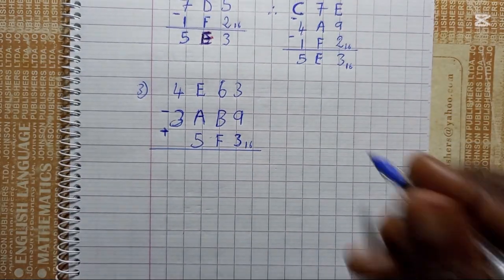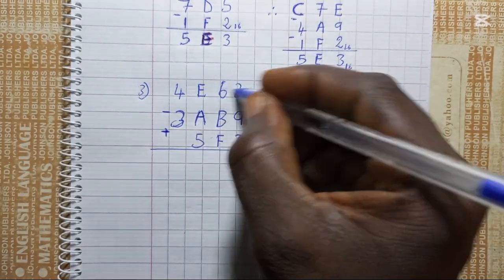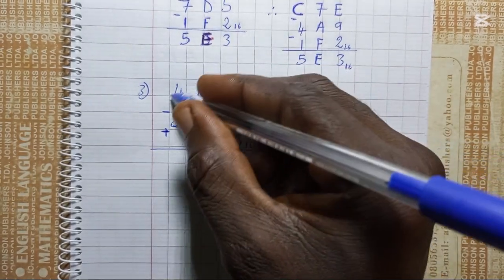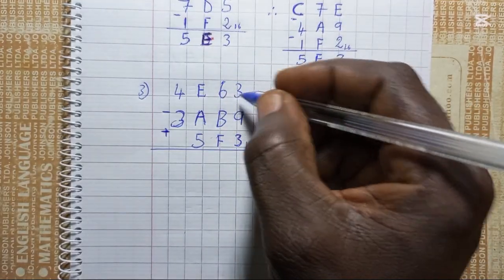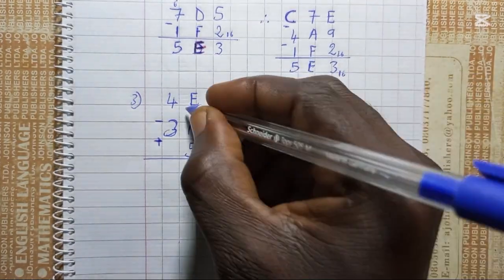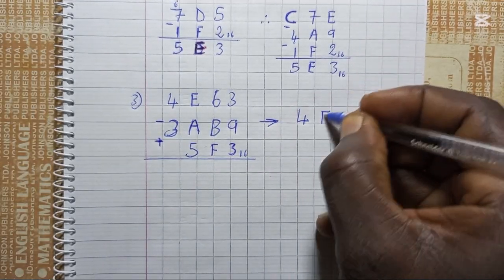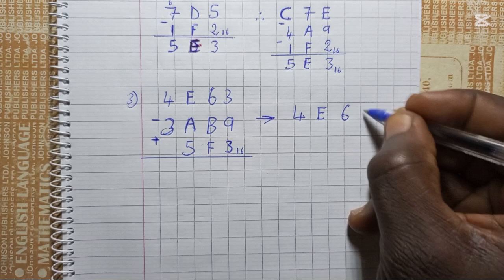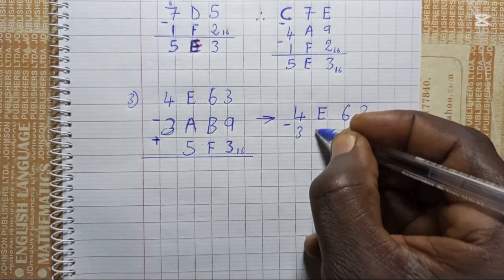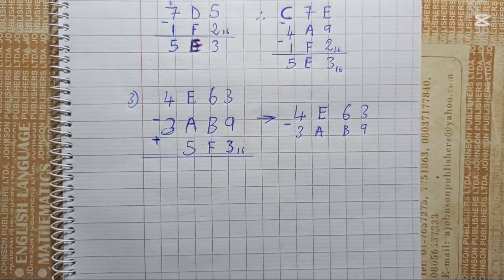Now like number 2, what we're going to do here is let's do this value minus this first. Let's calculate this one first. Whatever we get, we're going to add it to this one. So I'll write out this here. It will give us 4A63 minus 3AB9.